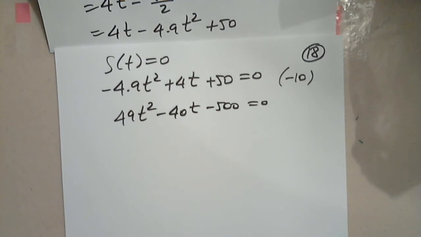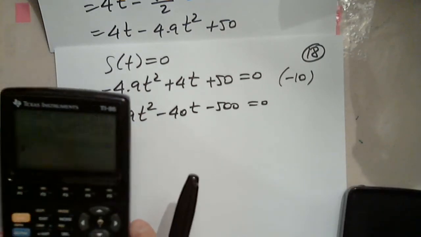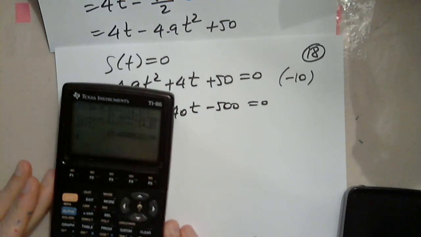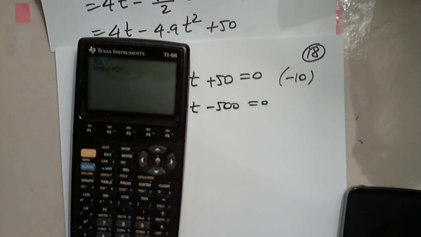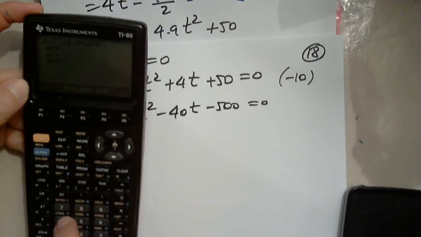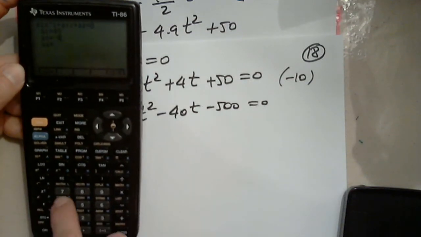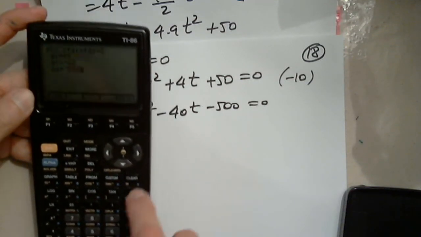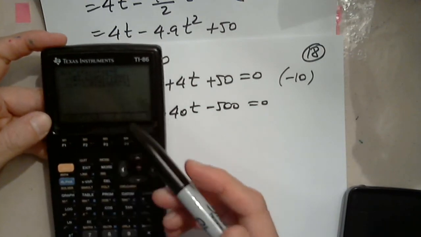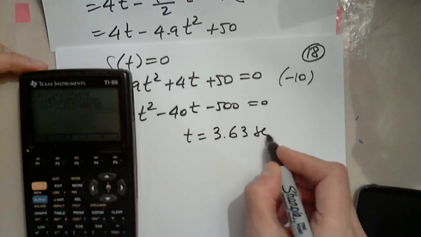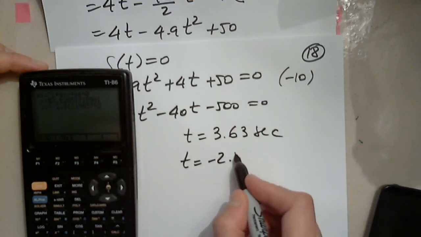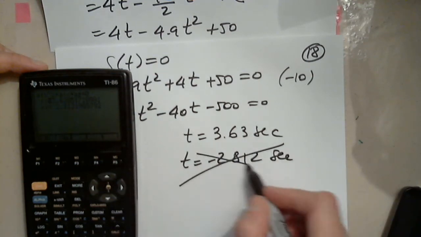And if you ever get the chance, I'm reaching for my calculator, because yes, you can use the quadratic formula, but again, this is the best calculator for something like this. It's TI-86. I don't know why, as I said, they don't produce it anymore. Order 2. 49, the first coefficient. Negative 40, the second. Negative 500, the third. Calculate, solve. It's giving me 2 solutions. T equals 3.63 seconds. And t equals negative 2.812 seconds, which is not acceptable.